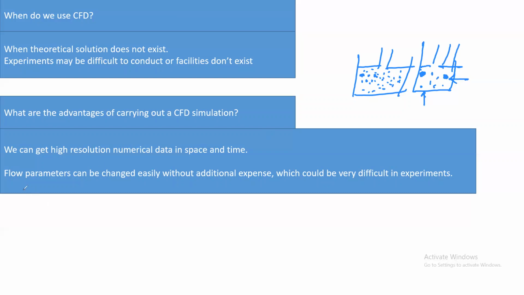Flow parameters can be changed easily without additional expense. Let us consider you have previously given the mass flow rate from the carburetor as 0.005 kg per second.